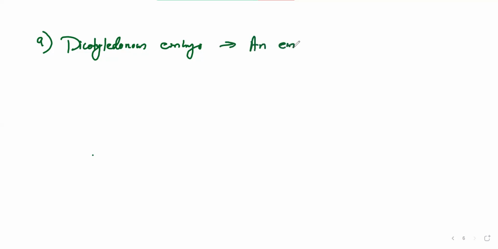So let's see the first one, which is the dicotyledonous embryo. Dicotyledon and monocotyledon mean what? Two cotyledons means di, and one cotyledon means monocotyledon, right? So a dicotyledonous embryo means what? It will have an embryonal axis plus two cotyledons.